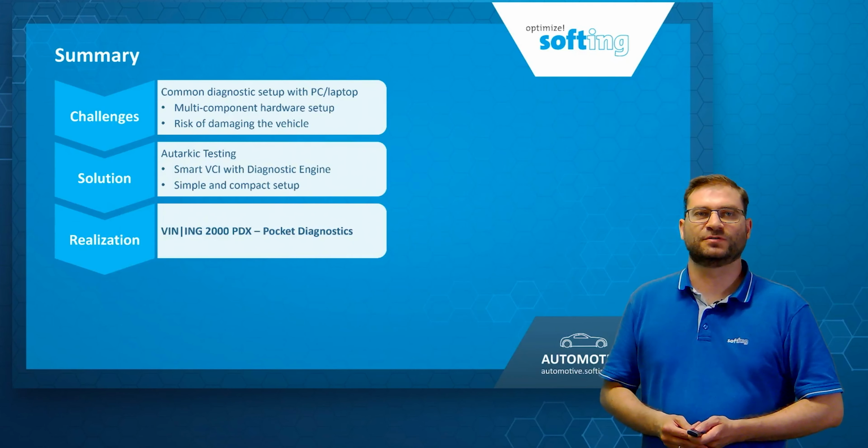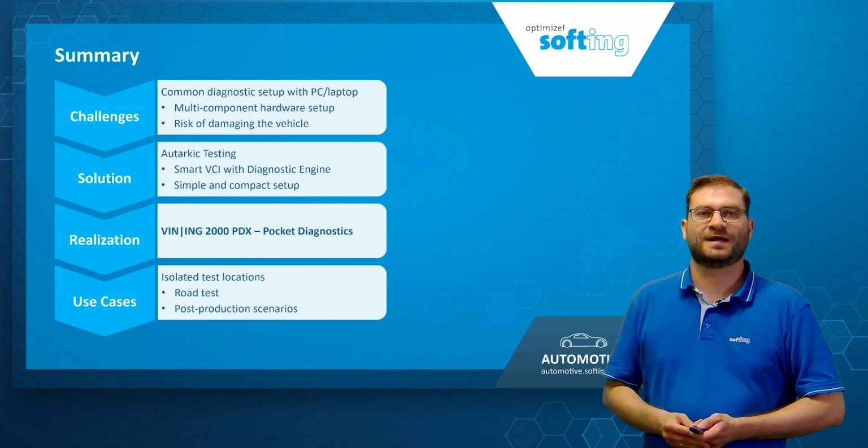The realization of the autarkic tester is our product, Winning 2000 PDX, which can be used in isolated test locations, on the road, or in post-production scenarios. That was a short introduction into the concept of autarkic testing.